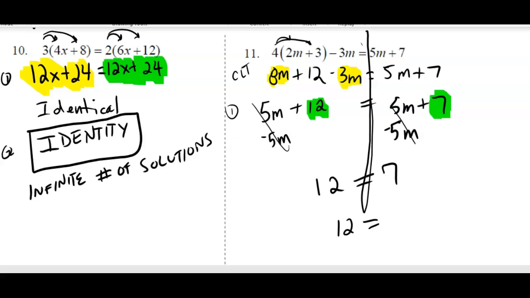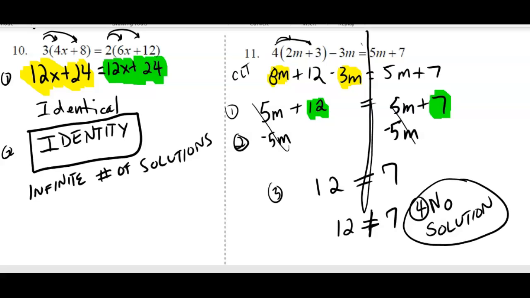So you'll see this written sometimes: an equal sign with a line through it sideways. 12 does not equal 7. Okay, so I've done the work here. I subtracted my variable from both sides. And now I have 12 equaling 7. 12 does not equal 7, so I write my answer of no solution.